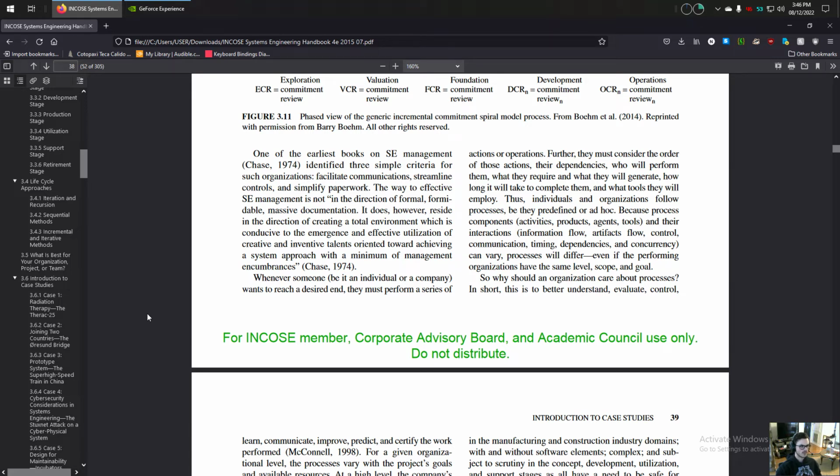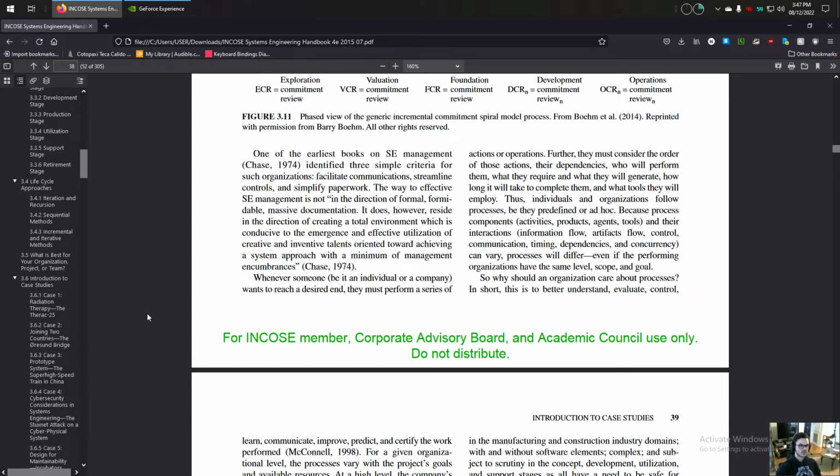Whenever someone, be it an individual or a company, wants to reach a desired end, they must perform a series of actions or operations. Further, they must consider the order of those operations, their dependencies, who will perform them, what they require, and what they will generate, how long it will take to complete them, and what tools they will employ. Thus, individuals and organizations follow processes, be they predefined or ad hoc.